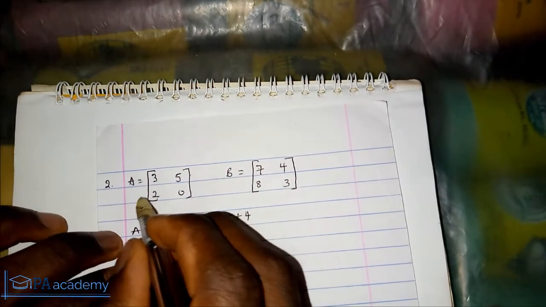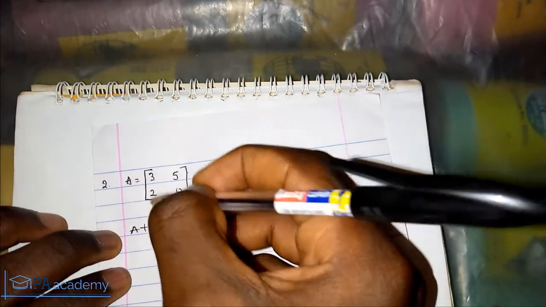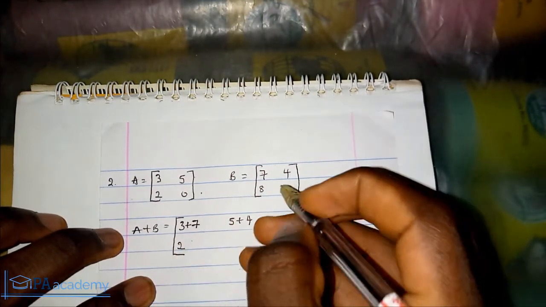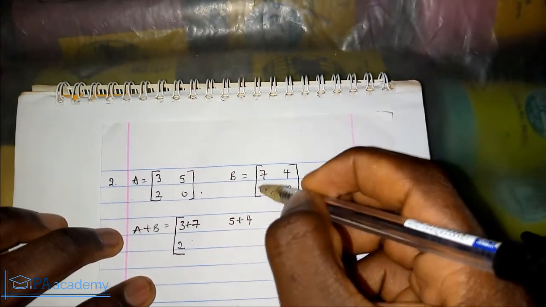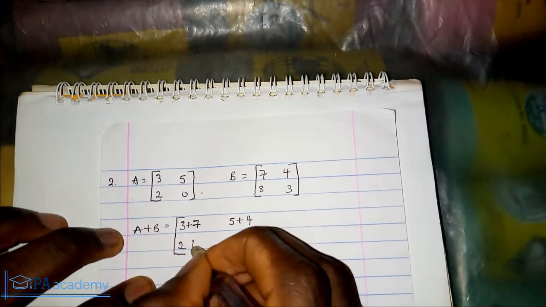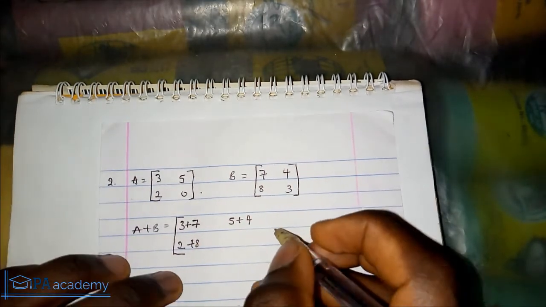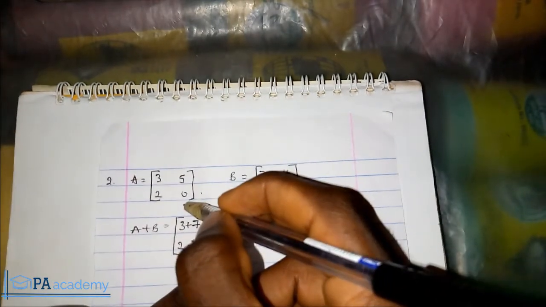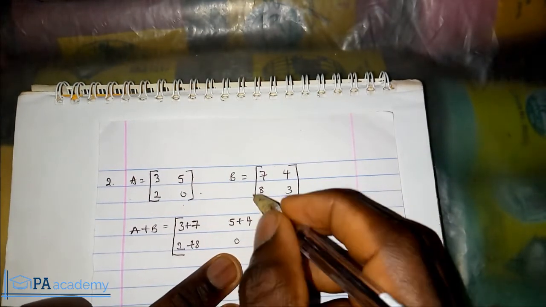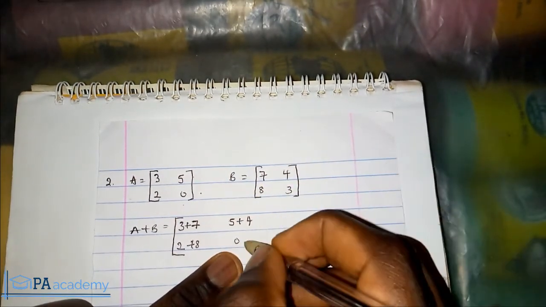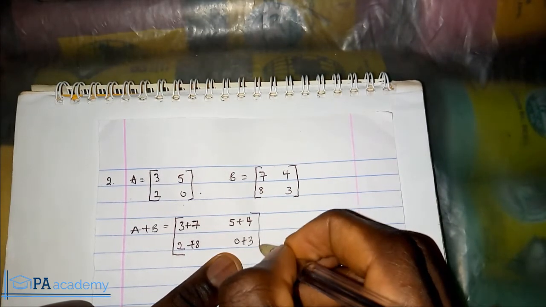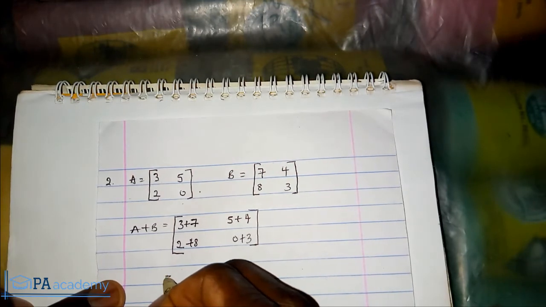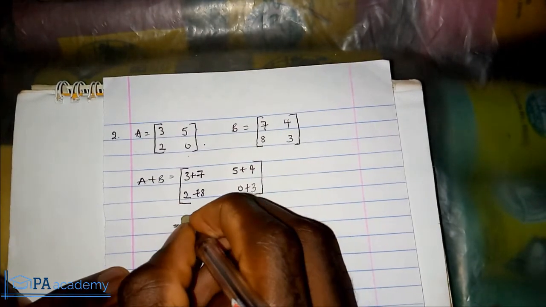Now let's go to the second row, first column. For A, that is 2. For B, second row, first column, 2 plus 8. Then we go to the second row, second column for A, that is 0, and for B, the second row, second column, that is 3, so 0 plus 3. Let's close it. Now we add them together.